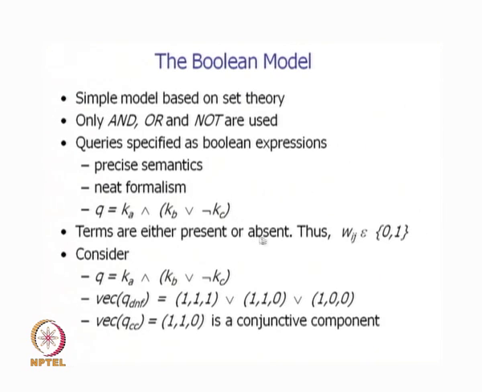So, terms are either present or absent. Thus, w_ij belongs to the set {0, 1}. So, w_ij value can be 0 or 1.